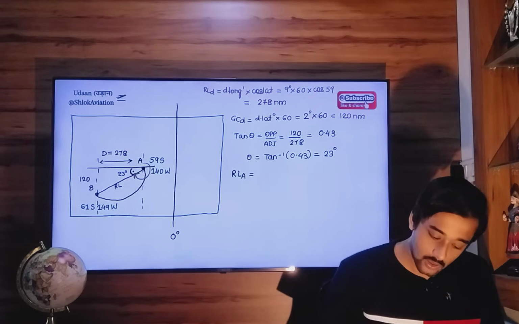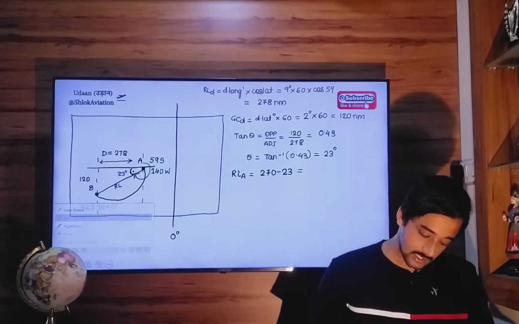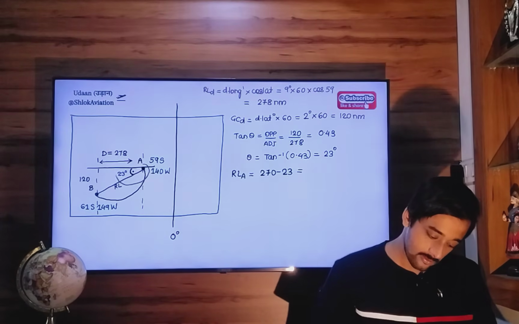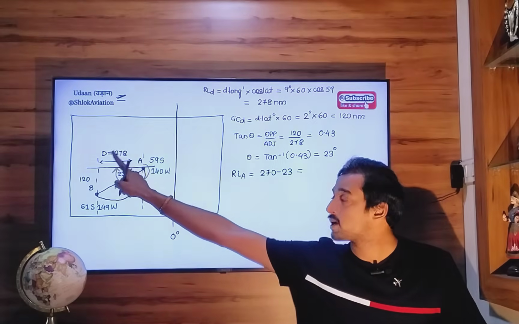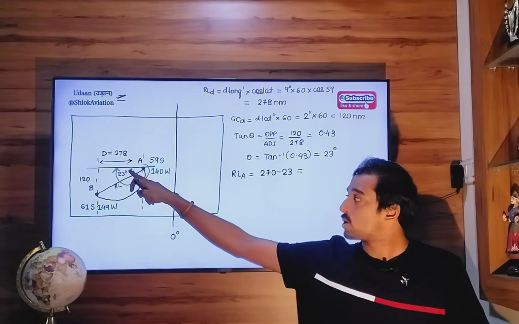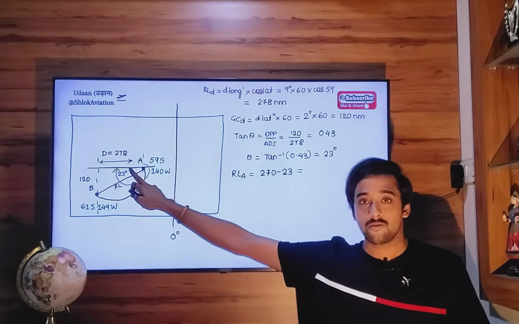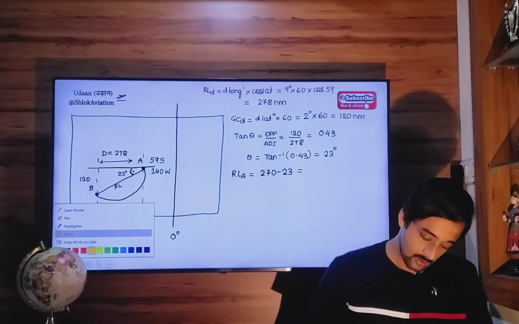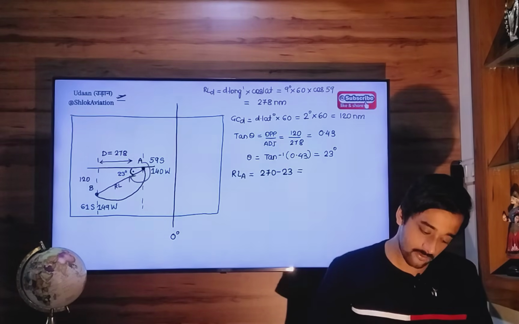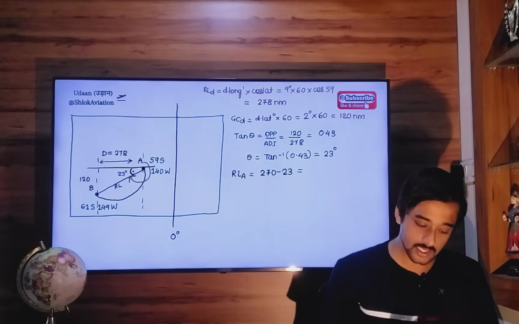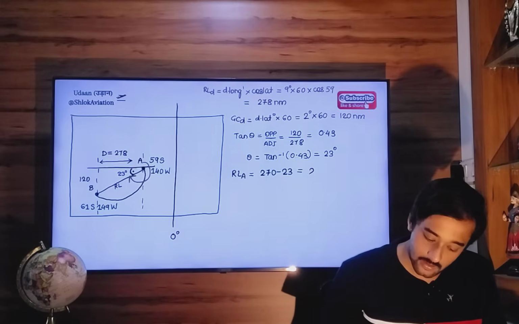So how to find that value? You will have to subtract 270 minus 23. Why 270 minus 23? This complete angle will be 270 degrees, going from A to that side, that direction is 270. From that big 270 angle, you are going to subtract the small 23 degree angle. You will be left with only this much angle, and that is nothing but your rhumb line track. So rhumb line track is 270 minus 23, 247.